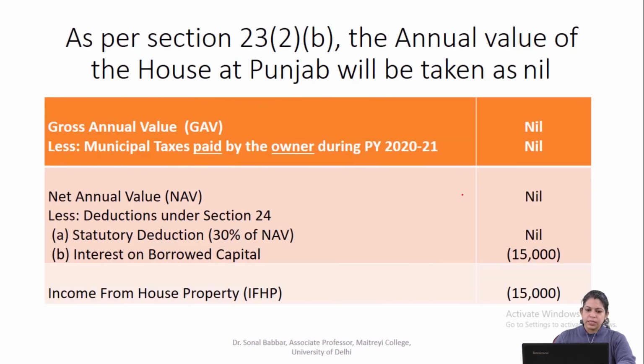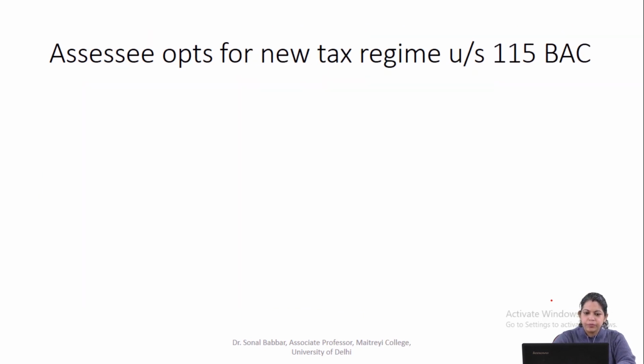So we see through this table, as per section 23(2)(b), the annual value of the house at Punjab will be taken as nil. NAV is nil, first of all. Therefore, GAV is nil, municipal tax is nil. Deductions under section 24, statutory deduction nil. Interest on borrowed capital available to the extent of 15,000 rupees because this was the interest accrued during the year. Therefore, IFHP is negative to the extent of 15,000.